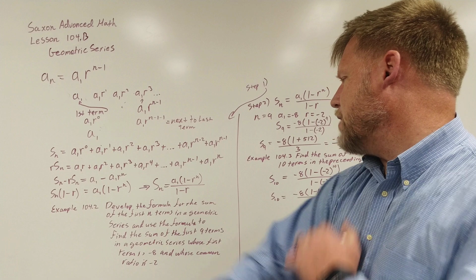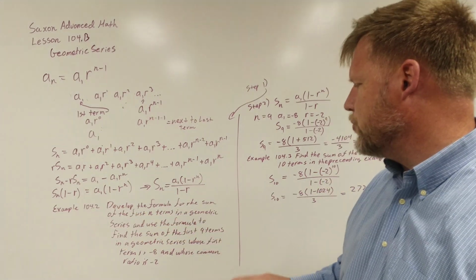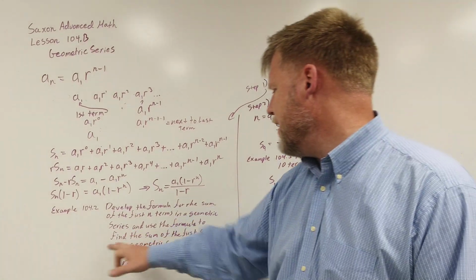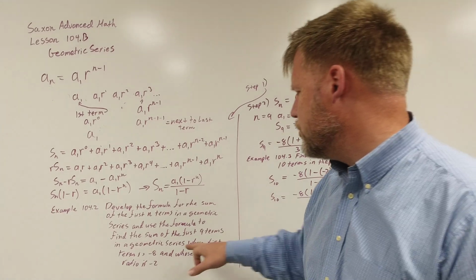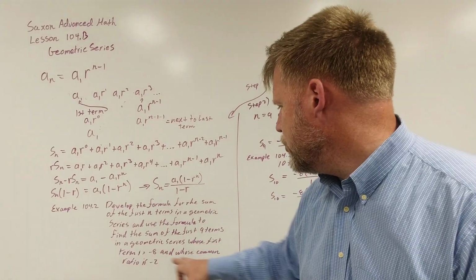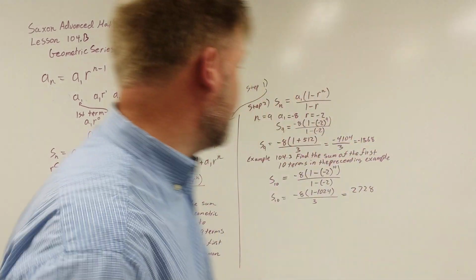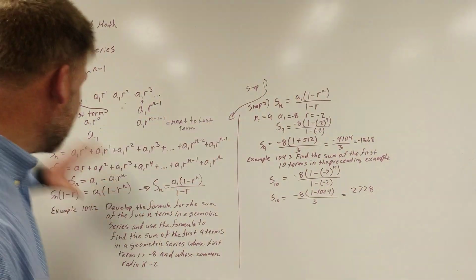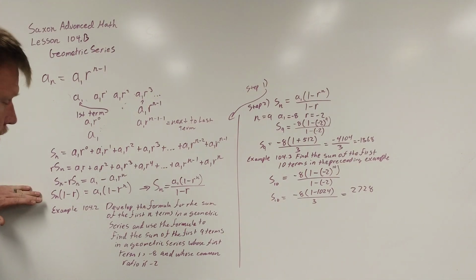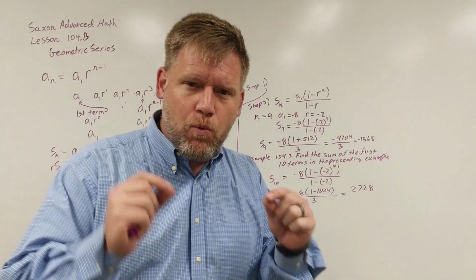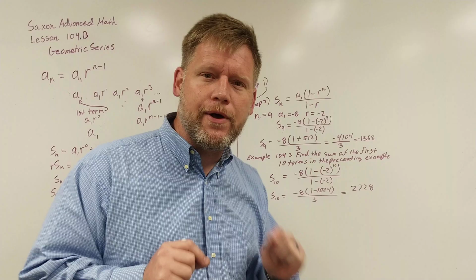Develop the formula for the sum of the first n terms in a geometric series, and use the formula to find the sum of the first 9 terms in a geometric series whose first term is -8 and whose common ratio is -2. Now, let's go ahead and work with this. Step 1 would be literally do this again. And there's a reason why they're doing it. They want you to be familiar with doing those steps.